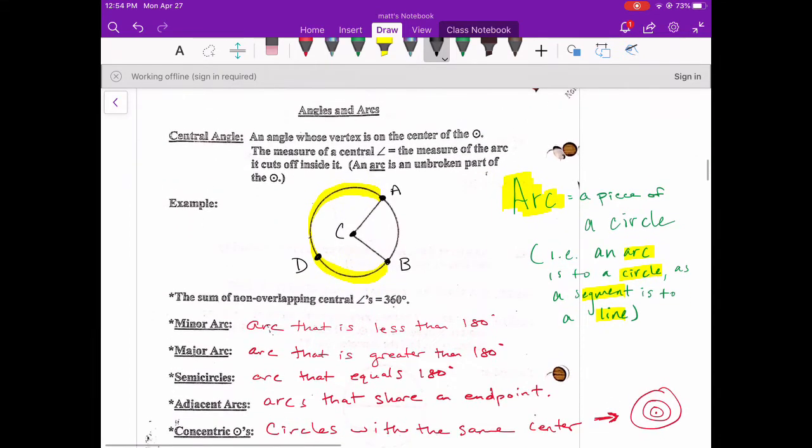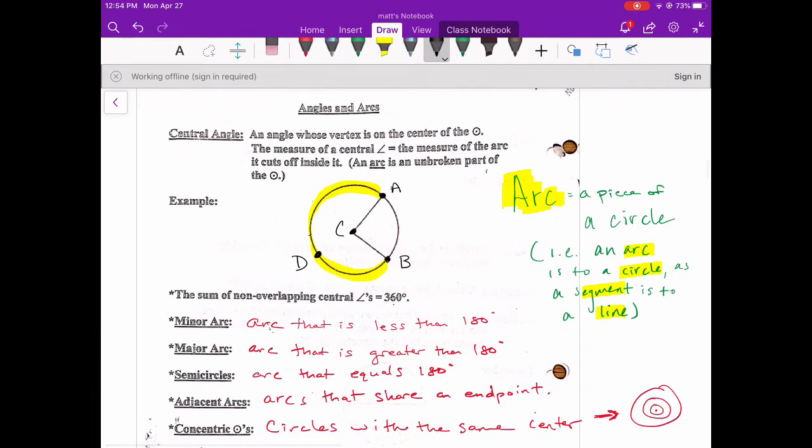All right, so here we go. And again, at any point, feel free to pause your screen and copy down whatever information is on my screen that you don't necessarily have on yours. I do want to pull your attention right to this definition over here to the right for arc. An arc is a piece of a circle. Another way to think about that, a way that I like to think about that, is an arc is to a circle as a segment is to a line. So an arc is a piece of a circle.